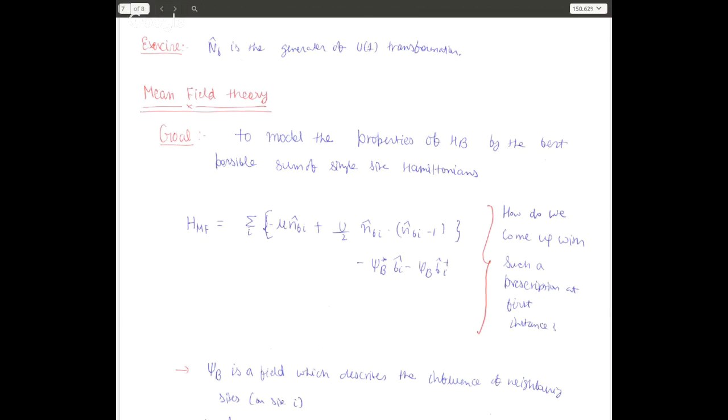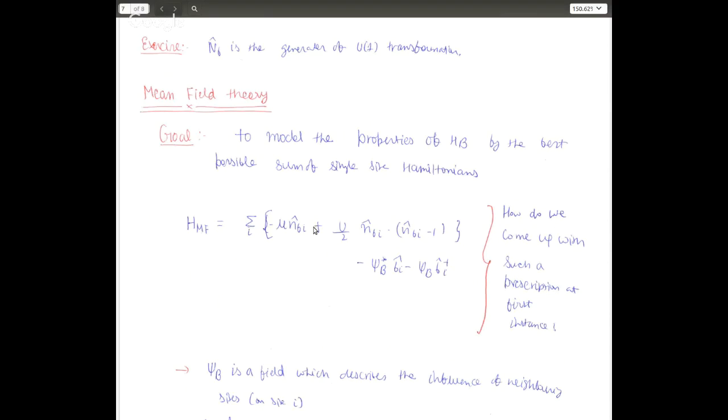We try to make the non-local term local using this interaction field at site i. But you can see that this model will not be correct if the number of sites is quite small. Only if the number of sites increases to infinity can you feel that this model will work. But still, to get a qualitative understanding, this model works quite well.